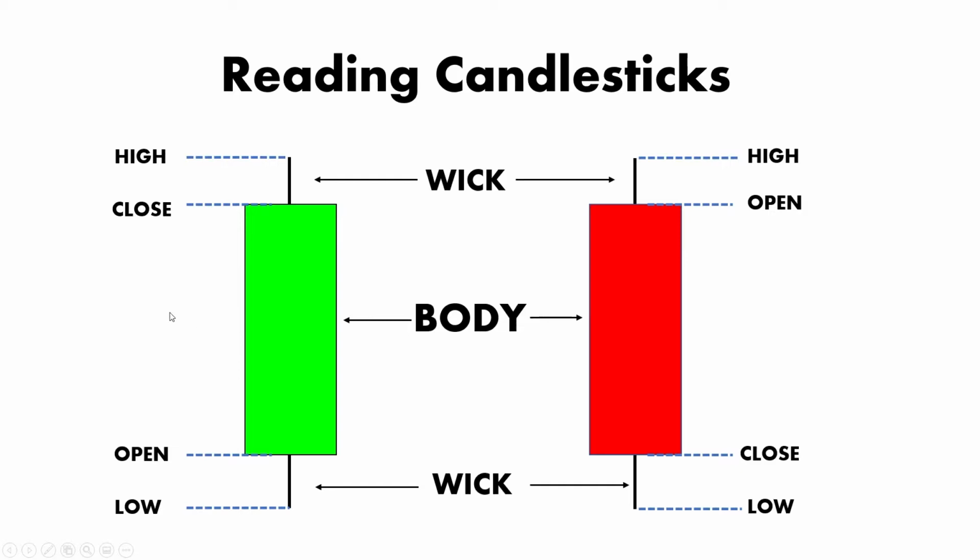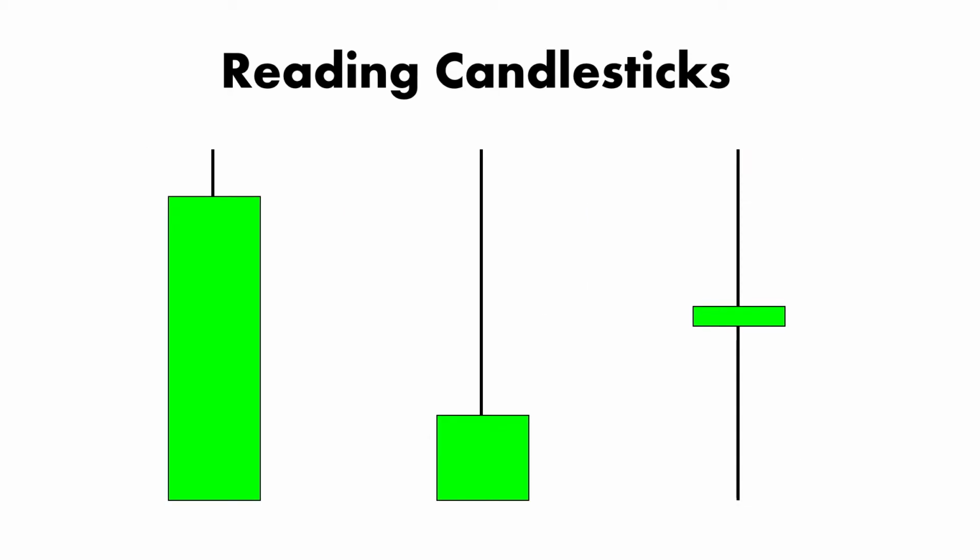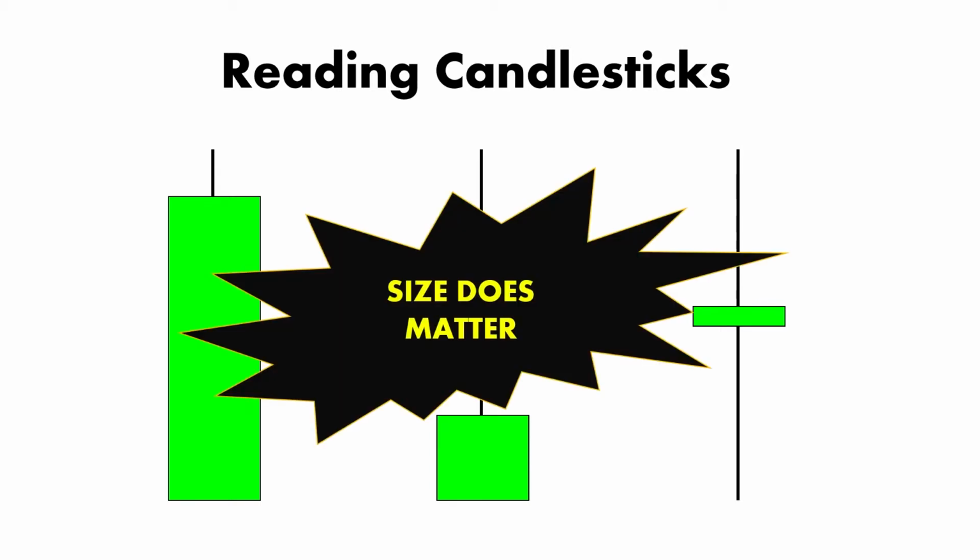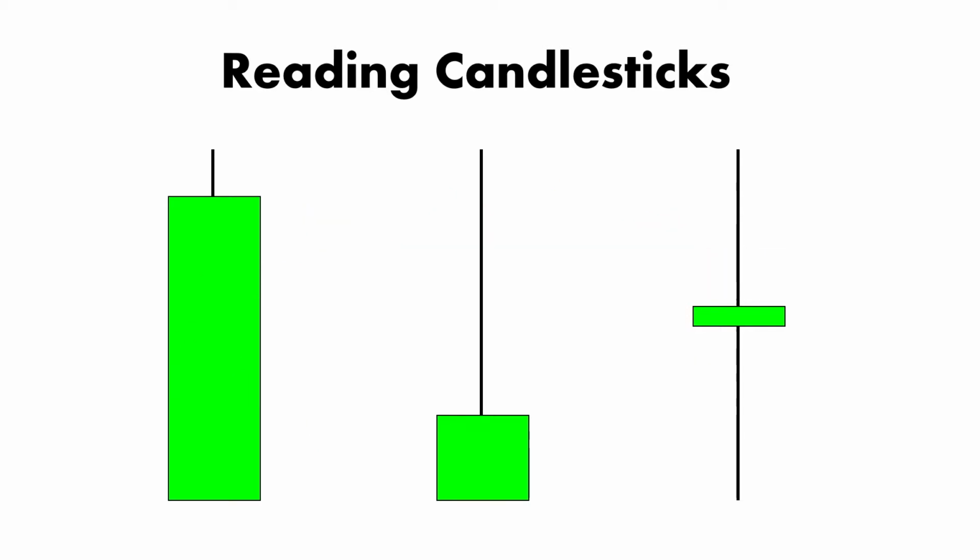Right? So there are common jargons that we use when we talk about candlesticks. The body refers to the big block in the center, and the wick refers to the lines at the top and the bottom of each candle. So now that we know the jargon and what each part of the candlestick means, how do we tell a story with candlesticks? Let me show you a few examples of how different candles can tell completely different stories. If you've ever heard size doesn't matter, bullshit. Size does matter in candlesticks.